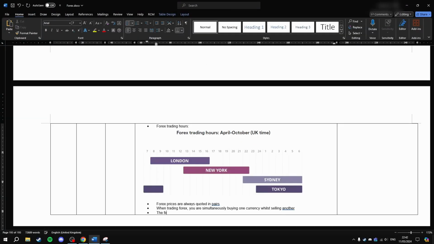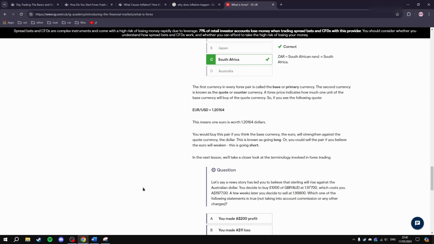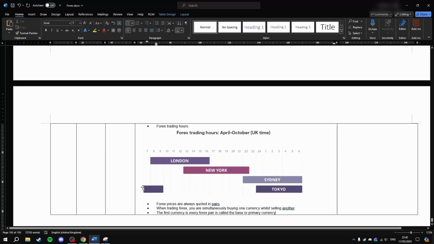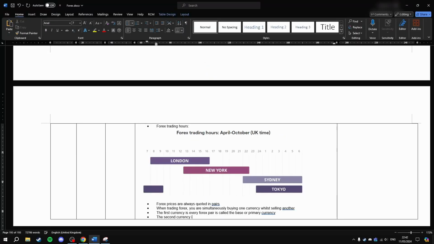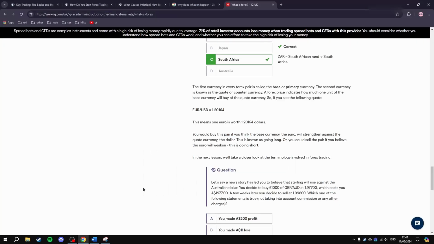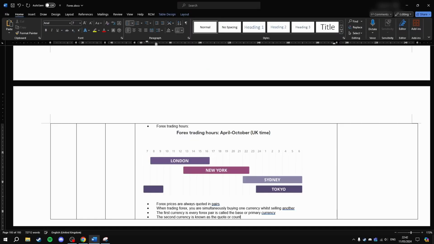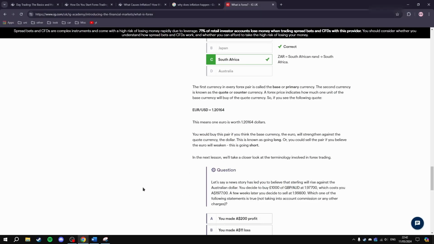The first currency in every Forex pair is called the base or primary currency. The second currency is known as the quote or counter currency. A Forex price indicates how much one unit of the base currency will buy of the quote currency.